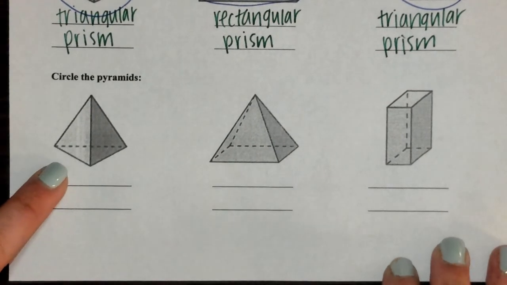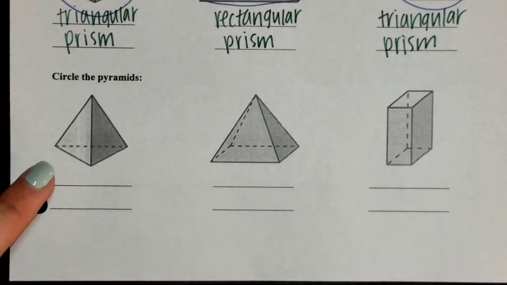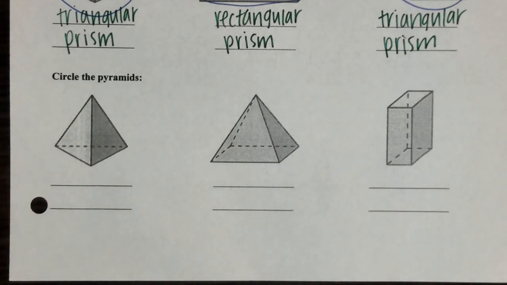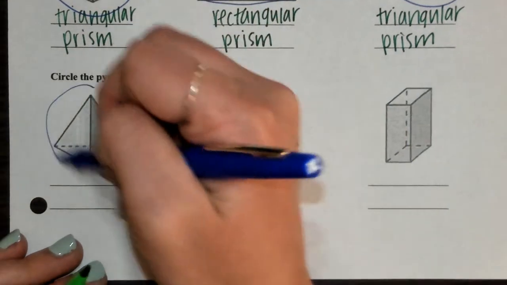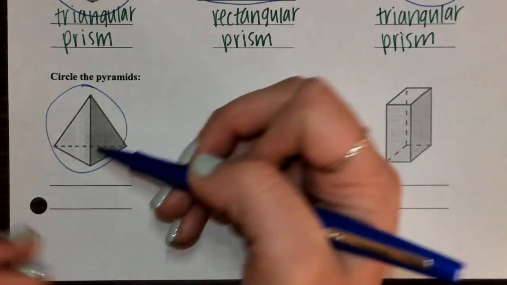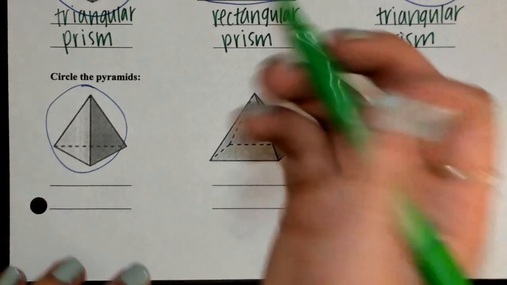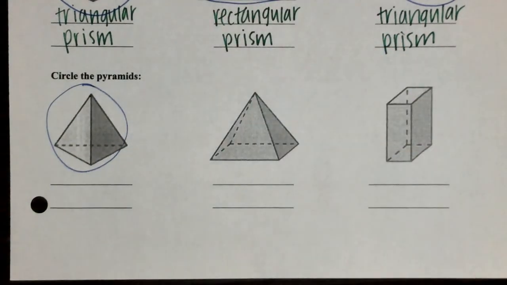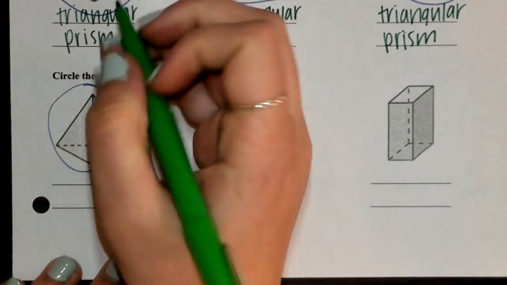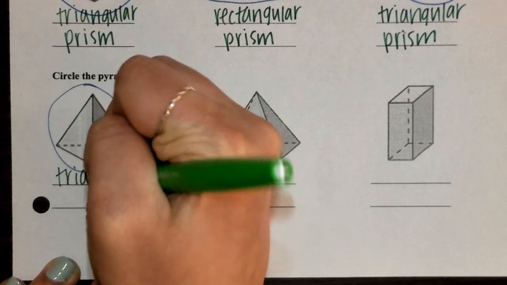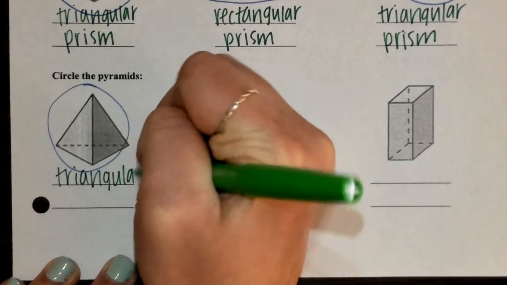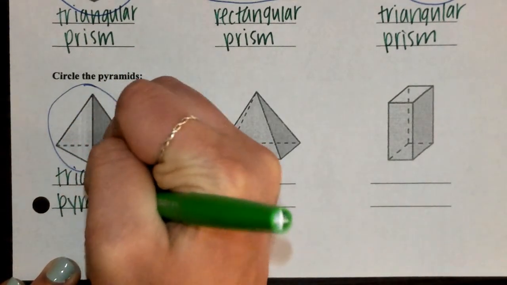Is this first one a pyramid? Raise your hand if you think it is. Raise your hand if you think it is not. It is a pyramid. So go ahead and circle it because it comes to a point, right? It has one base. It has triangles coming up. So what is this one called? Cameron? Triangular pyramid. Didn't we just say it's a prism? No, it is a pyramid. That's why we circled it.